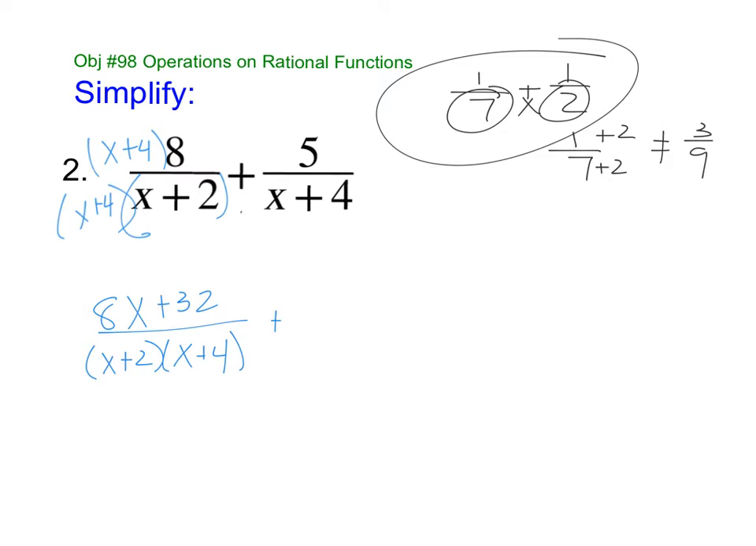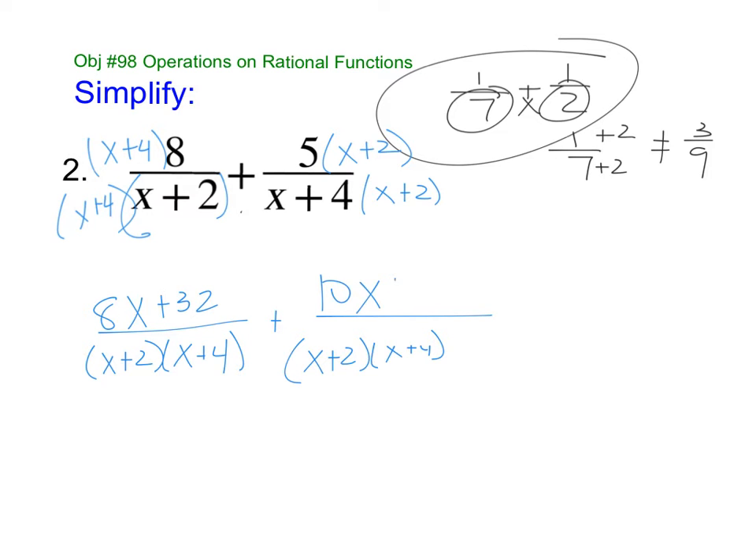And then we're going to do the same thing. This one, we're multiplying by x plus 2, x plus 2. Leave the denominator in factored form. The order doesn't actually matter. That's how I wrote the left fraction. 5x plus 10. So we end up getting 13x plus 42 over x plus 2 times x plus 4.